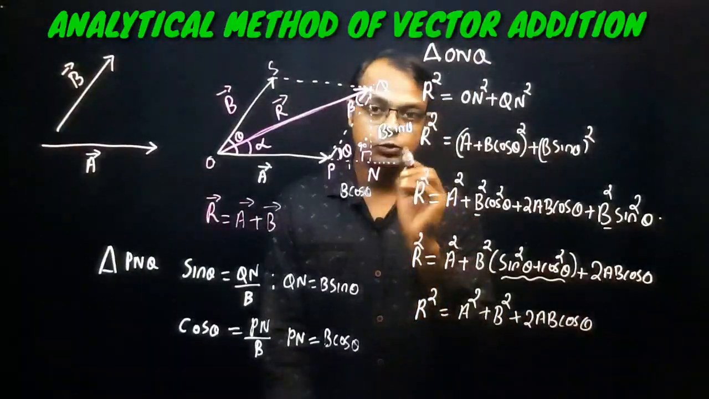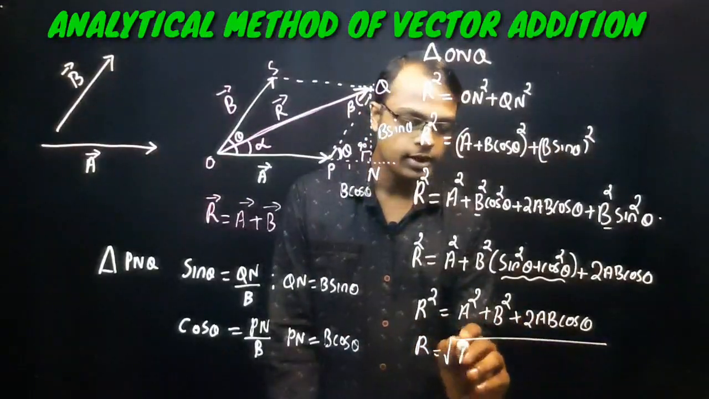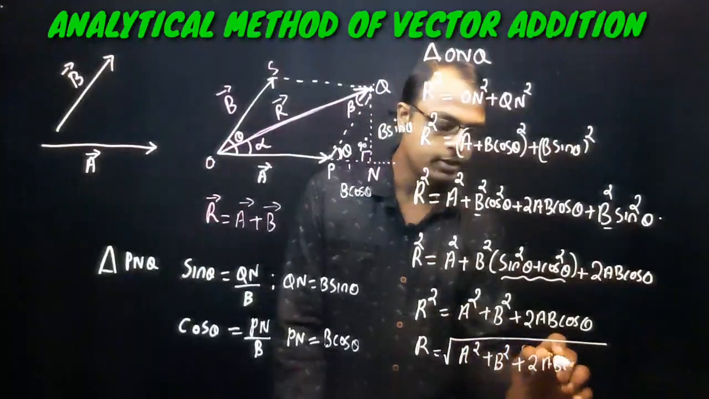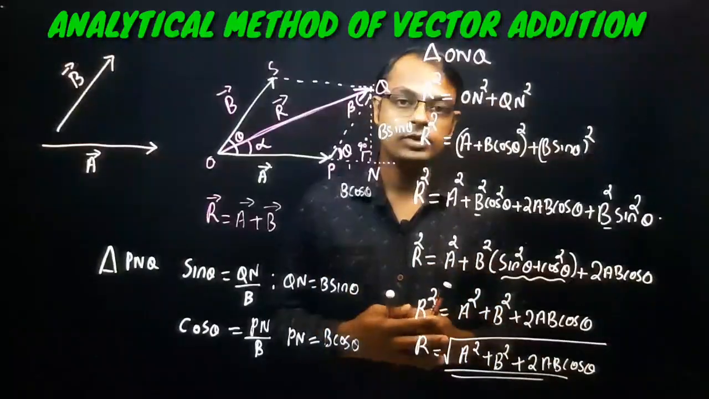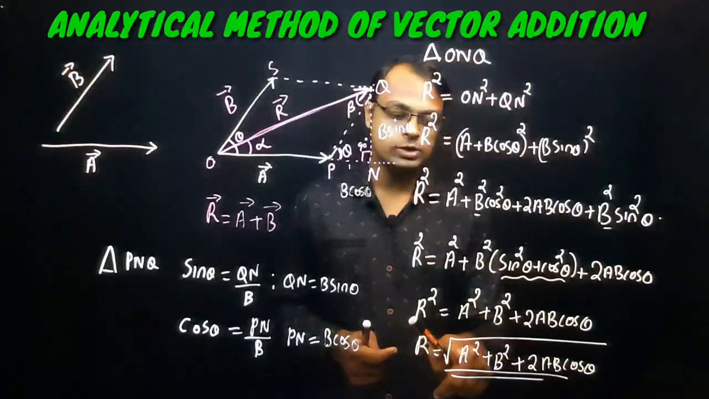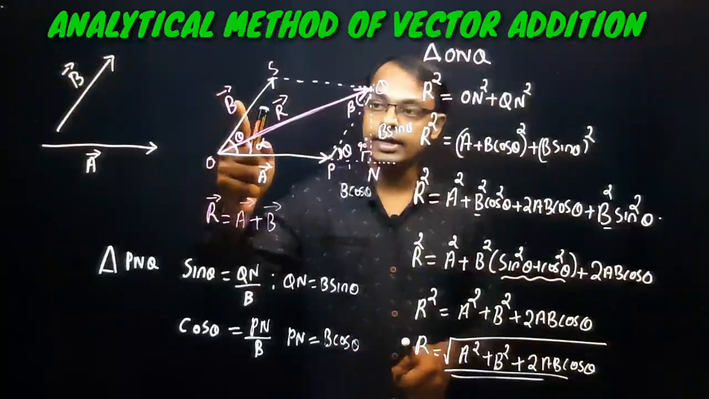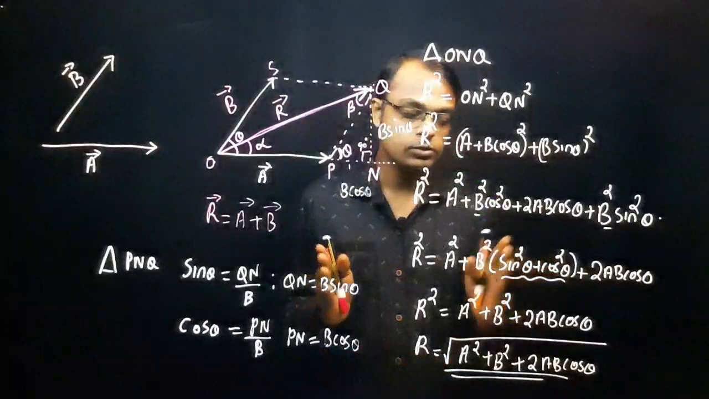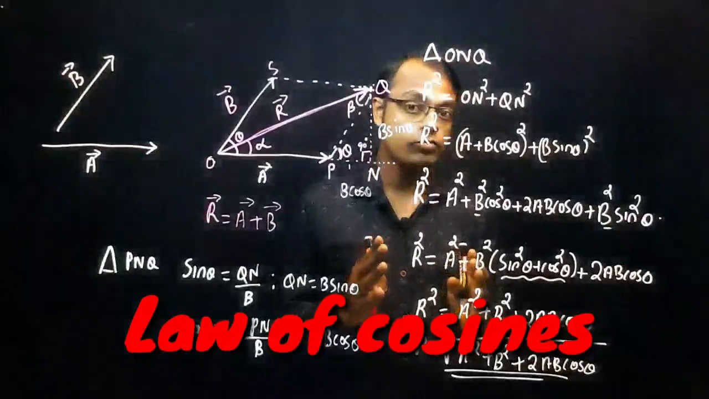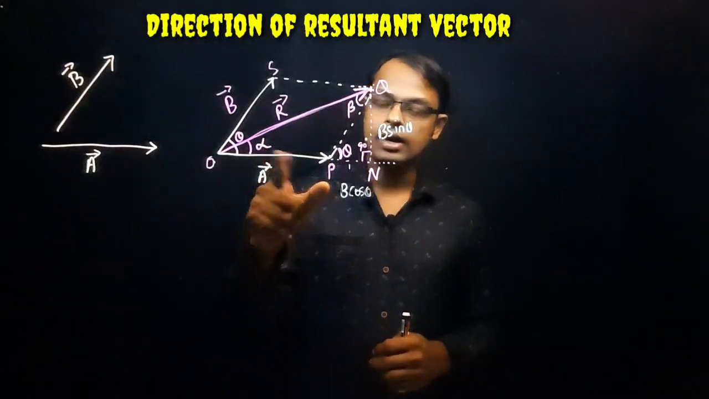Therefore, what is the magnitude of the resultant vector? The resultant R is equal to square root of A square plus B square plus 2AB cos theta. So this is the relation we are using to calculate the magnitude of the resultant. Here R is equal to square root of A square plus B square plus 2AB cos theta, where theta is the angle between the vector A and the vector B. Clear? So this equation is also called what? Law of cosines.